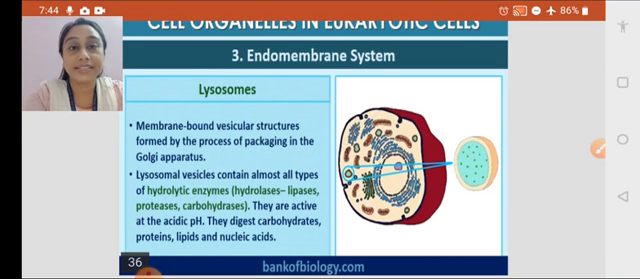and nucleic acids. Some of these enzymes which are present in the lysosomes are the lipases which break down the lipid, the proteases which break down the protein, the carbohydrases which break down or digest the carbohydrates. And these enzymes of lysosomes work better in a low pH, that means in an acidic medium. The content inside the lysosome is always kept in an acidic medium.